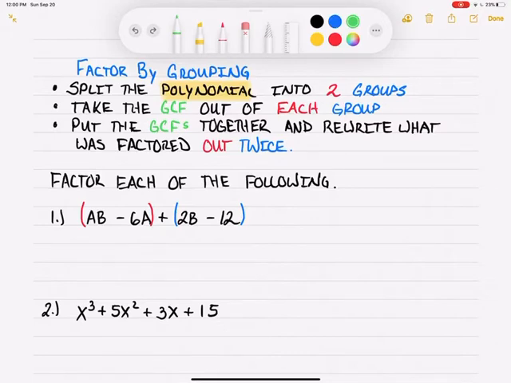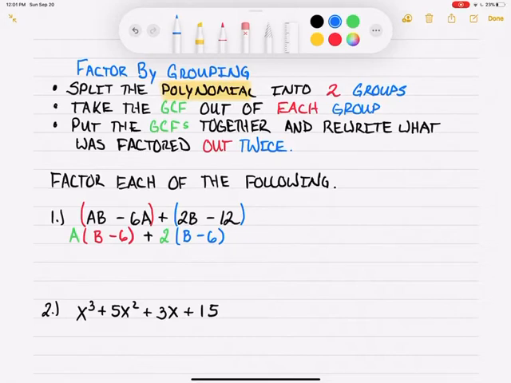In my red group, my first group, AB minus 6A, what they have in common is A. And if I take out A, I'm left with B minus 6. I'm going to bring the addition sign down and do the same thing for my blue group. In the blue group, I have 2B minus 12. If I factor out the 2, which is the GCF, I'm going to be left with B minus 6, because 2B divided by 2 is B, and negative 12 divided by 2 is negative 6.